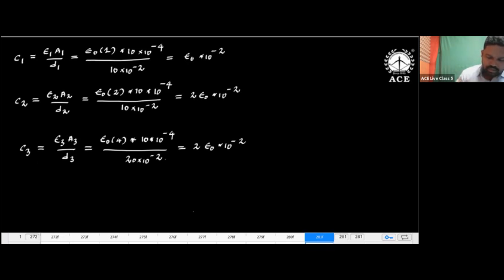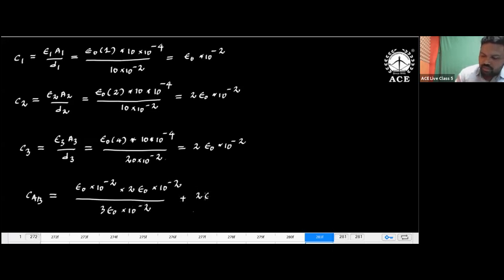Now give me the answer here. Now you can easily do. What is this C1 in parallel with C2? C1 into C2. This value CAB is equal to epsilon naught into 10 to the power of minus 2 into 2 into epsilon naught into 10 to the power of minus 2, divided by 3 into epsilon naught into 10 to the power of minus 2 plus 2 into epsilon naught into 10 to the power of minus 2.